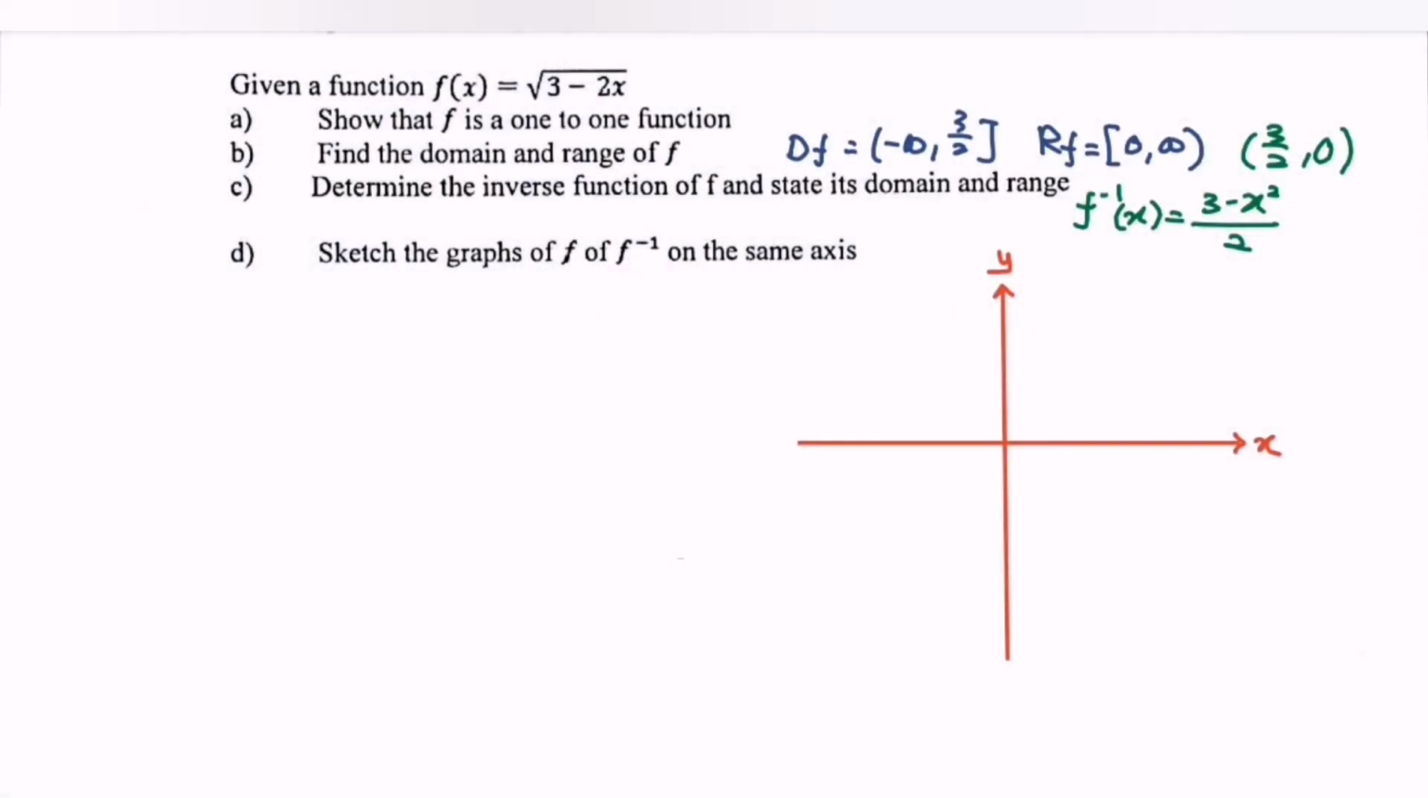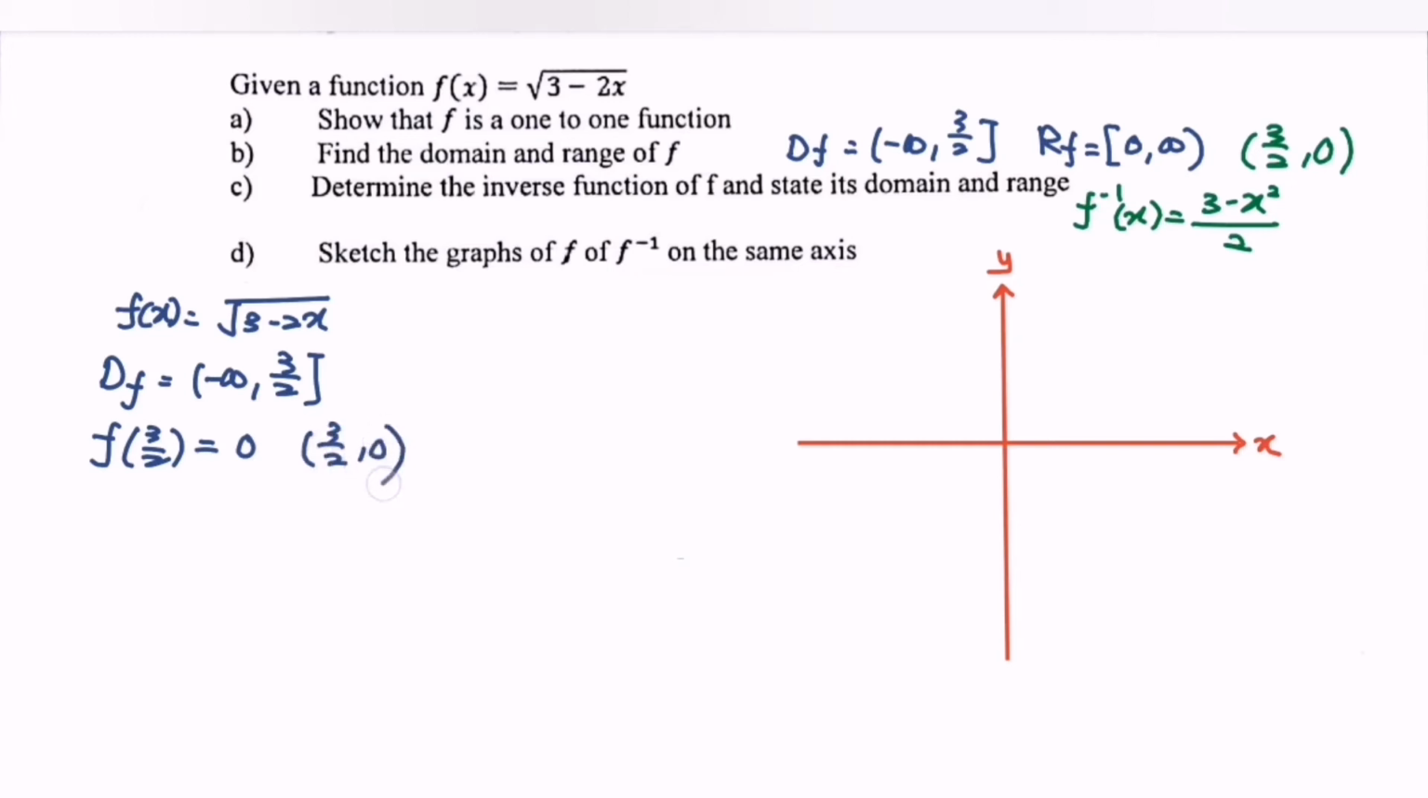D. Sketch the graph for the function f and f inverse on the same axis. Kindly focus on B. Here we have the function f(x), which is the square root of 3 minus 2x. Previously we determined the domain, which is negative infinity until 3 over 2. So we have the starting point 3 over 2. We substitute 3 over 2 into the equation, and f(3/2) equals 0, so the starting point is (3/2, 0).